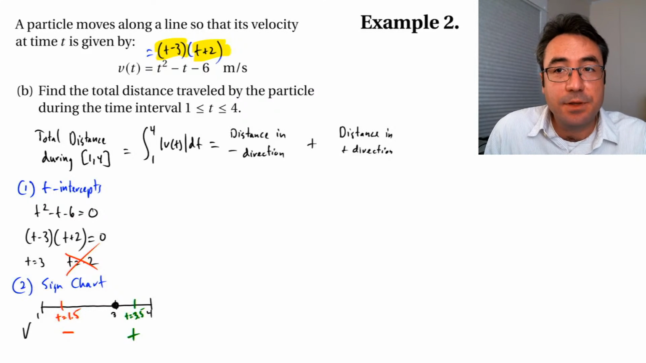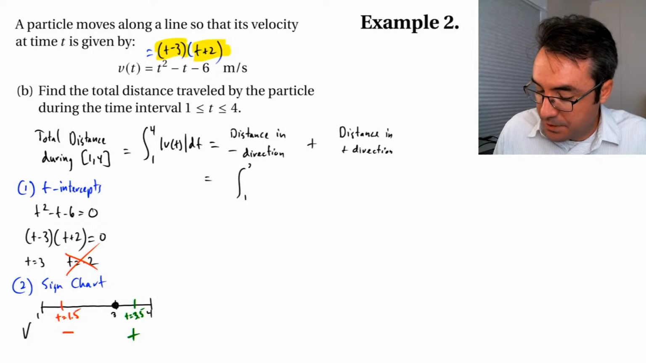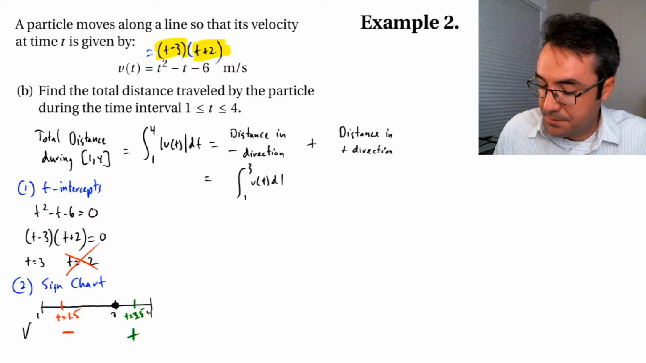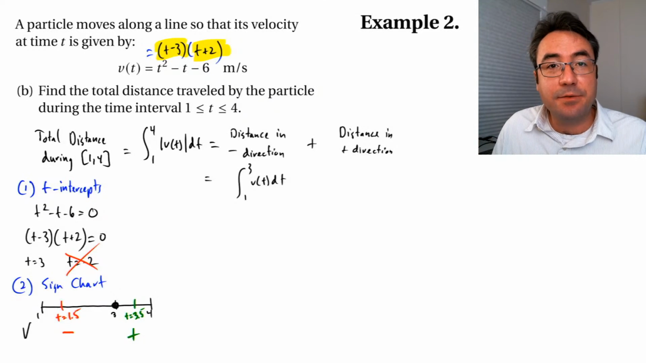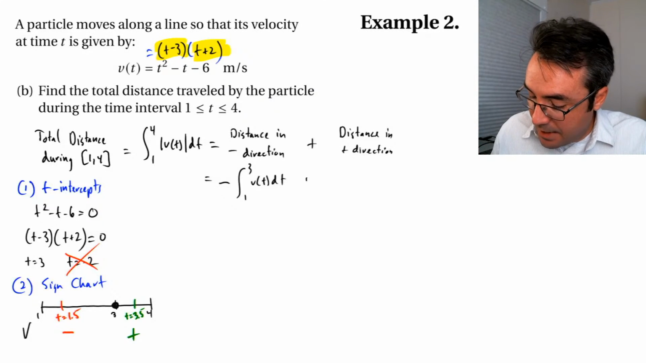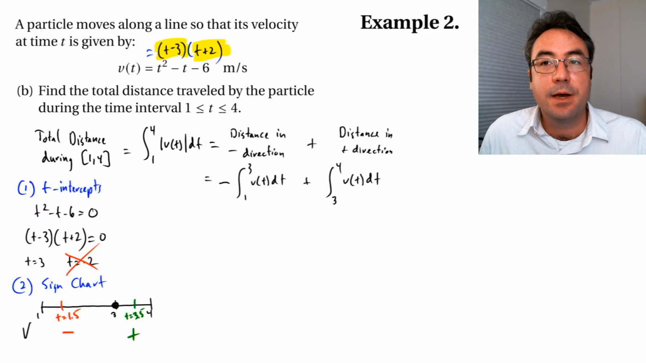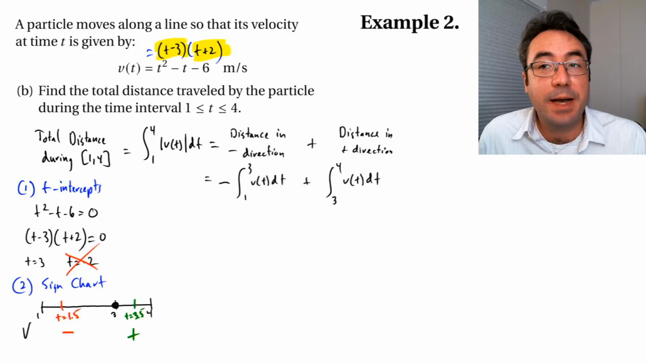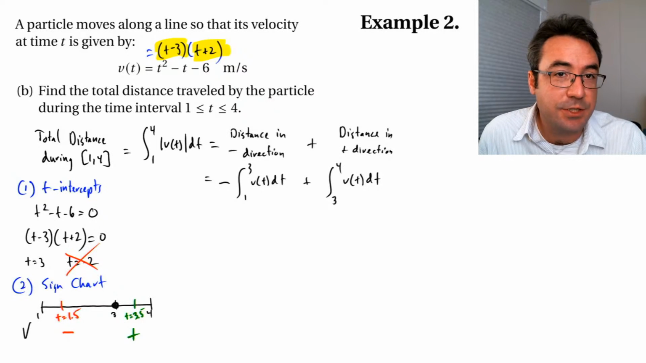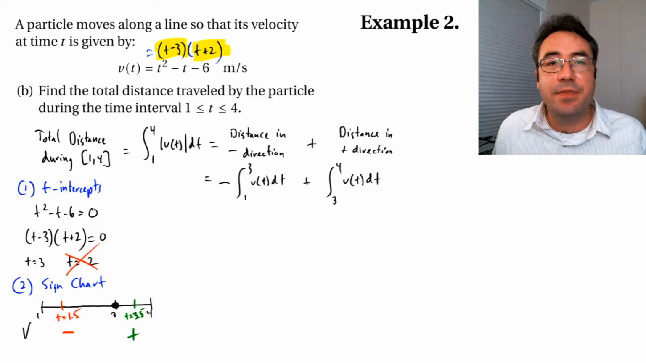So the distance that we travel in the negative direction is going to be the integral from 1 to 3 of our velocity function. But because we're going in the negative direction, we have to make this integral negative in order to get the distance. And then we're going to integrate from 3 to 4 our velocity function, to get the distance that we travel in the positive direction. And we don't have to change that integral at all because we're going in the positive direction, so we can just add that in.